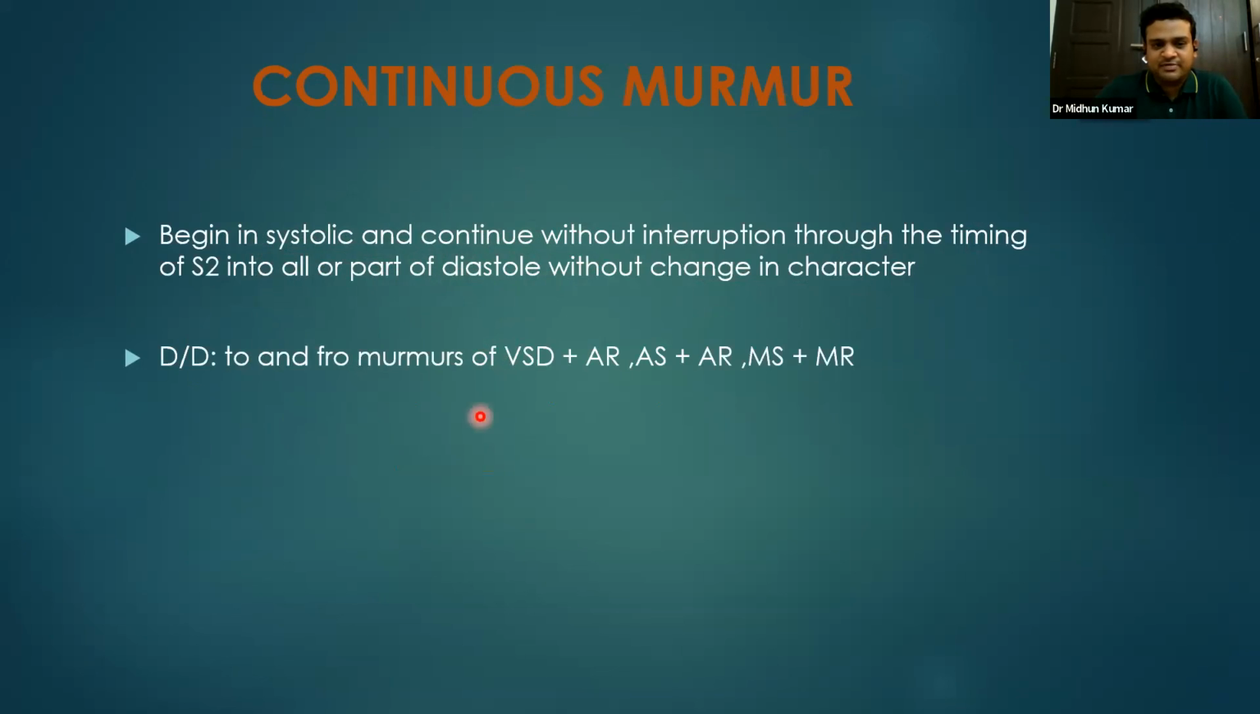This has to be differentiated from the to-and-fro murmurs of other conditions. In to-and-fro murmurs, there are two separate murmurs. It is a pansystolic murmur of VSD with a diastolic murmur of AR. There will be a separate S2 between these. Similarly, in AS and AR, there will be a systolic murmur and a diastolic murmur, but there will be a distinct S2. Similarly, in MS, there will be a diastolic murmur and a systolic murmur, with a distinct S2. So the presence or absence of S2 will determine whether the murmur is a to-and-fro murmur or a continuous murmur.